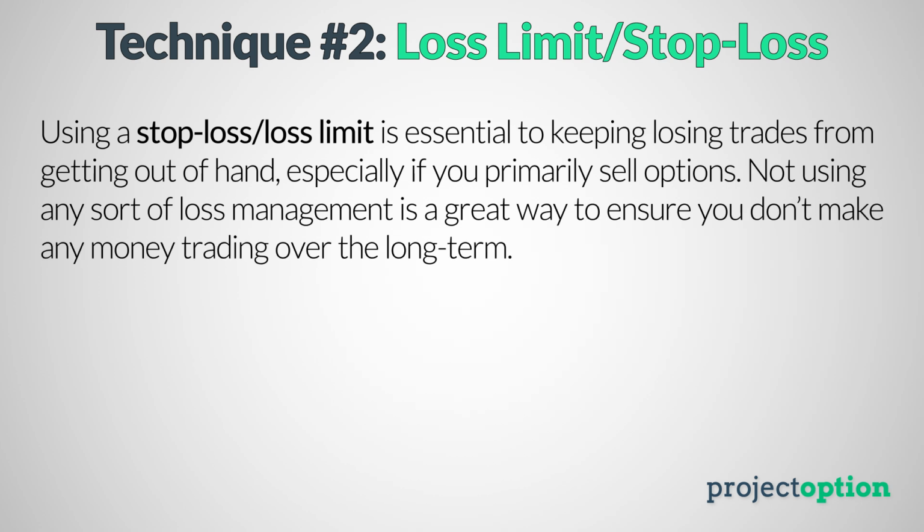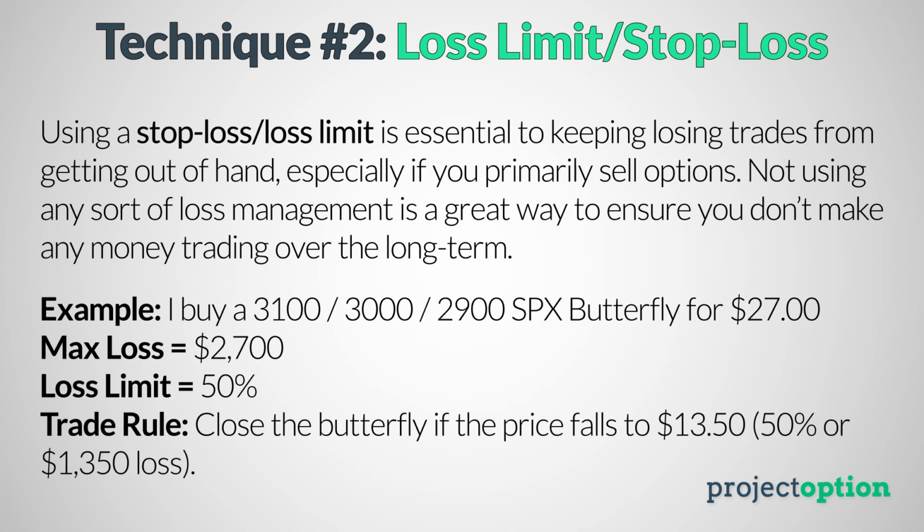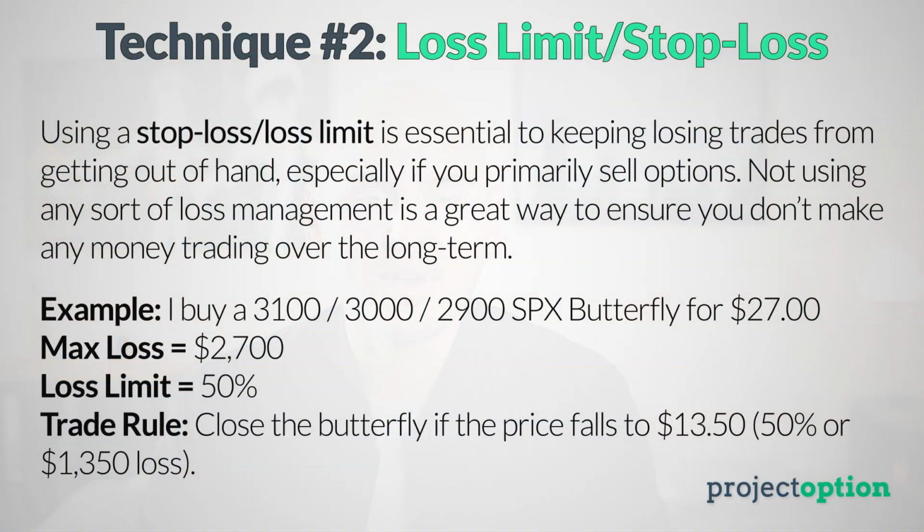For example, let's say I bought the 3100, 3000, 2900 butterfly in SPX with 60 days until expiration. Let's say I paid $27 to enter this butterfly position. Since I paid $27 to enter this butterfly position, that means I actually had to spend $2,700 to purchase this butterfly, and that means my maximum loss potential in this case is $2,700. If I wanted to close this position when the loss was 50% of the maximum loss potential, that means I would close this butterfly if the loss got to $1,350, which is 50% of the $2,700 maximum loss potential.